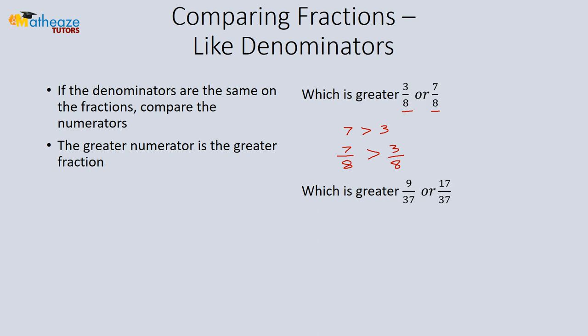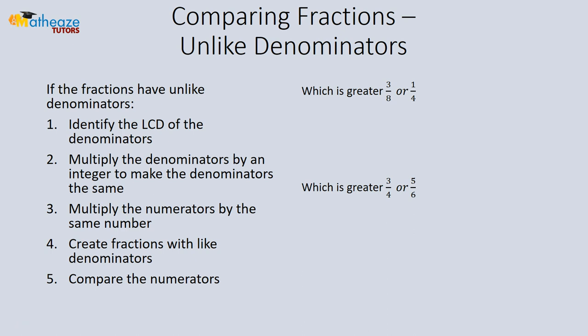The second example, 9 over 37 or 17 over 37. We have a common denominator, so we're just going to compare the numerators. Because 17 is greater than 9, 17 over 37 is going to be greater than 9 over 37.